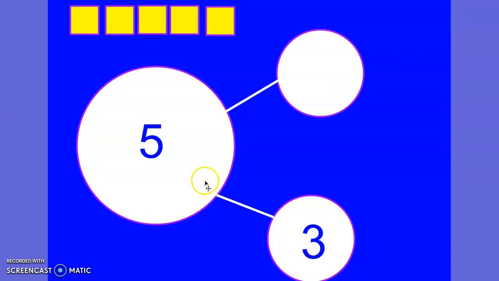This one looks a little bit different, doesn't it? We have our whole number, and we have one of our part numbers, but we're missing another one. So we have to see what that is. So I'm going to make sure that I have 5 cubes for my 5 whole number. So I have 1, 2, 3, 4, 5. So you're going to need to go ahead and get your 5 cubes out.